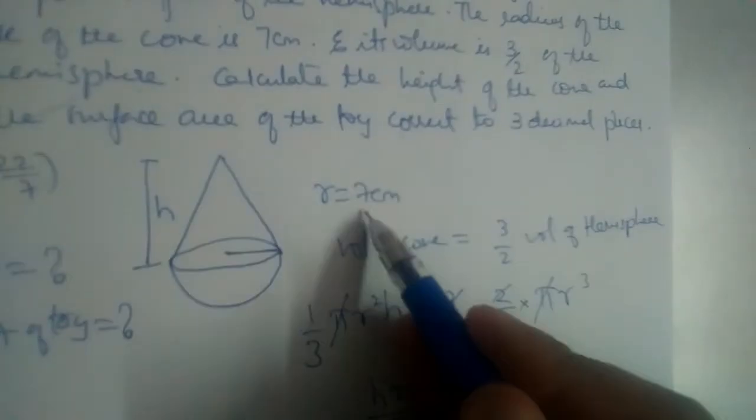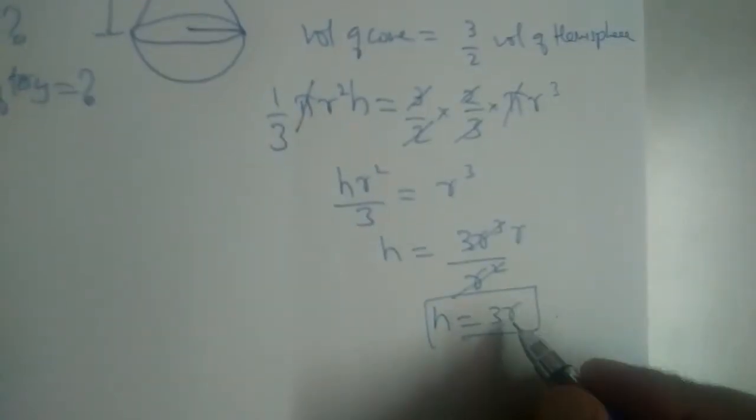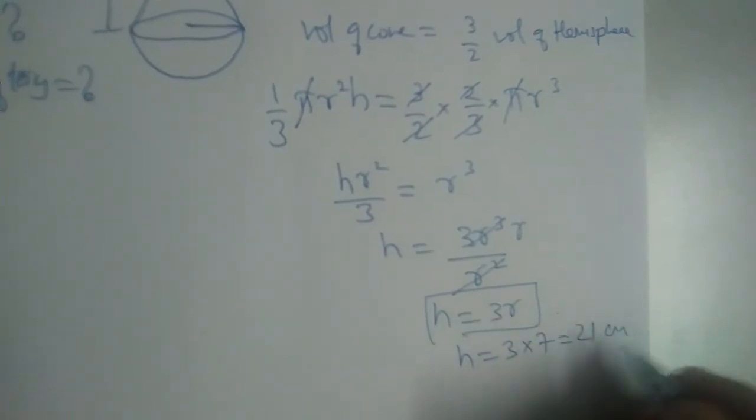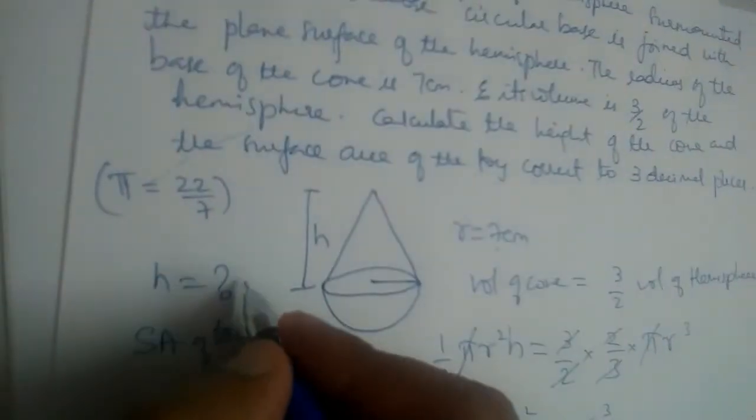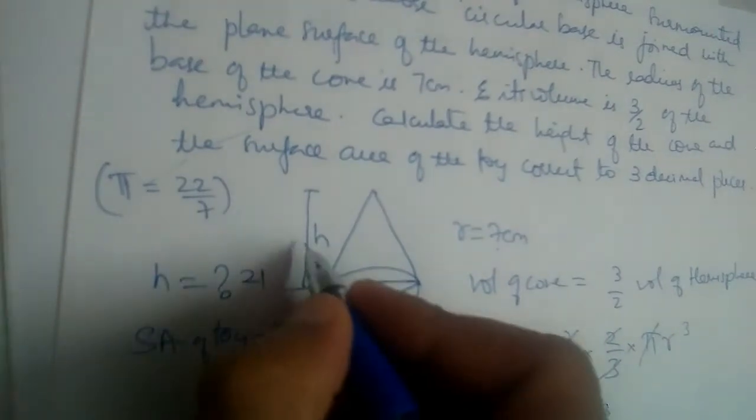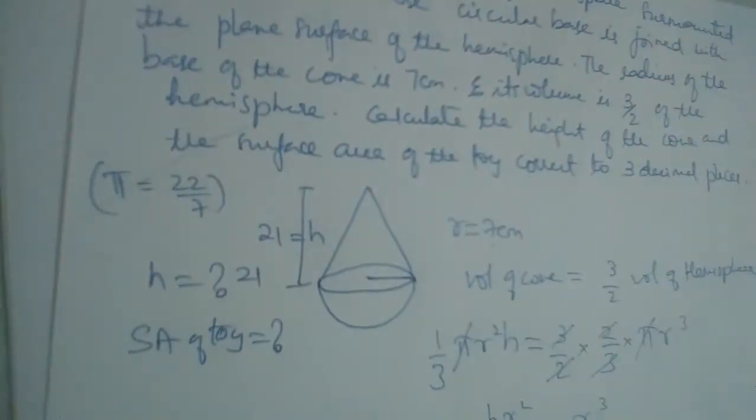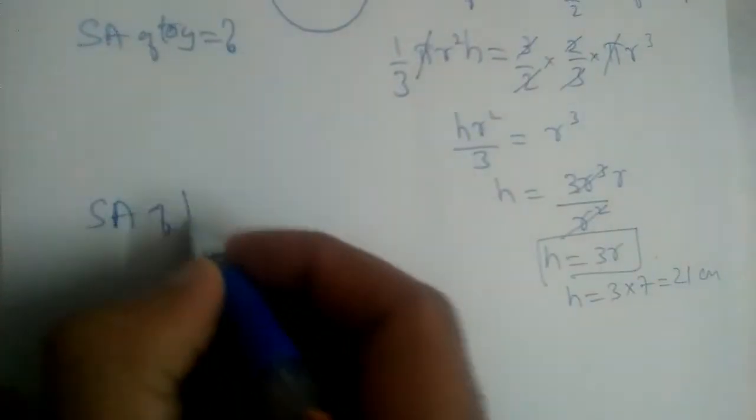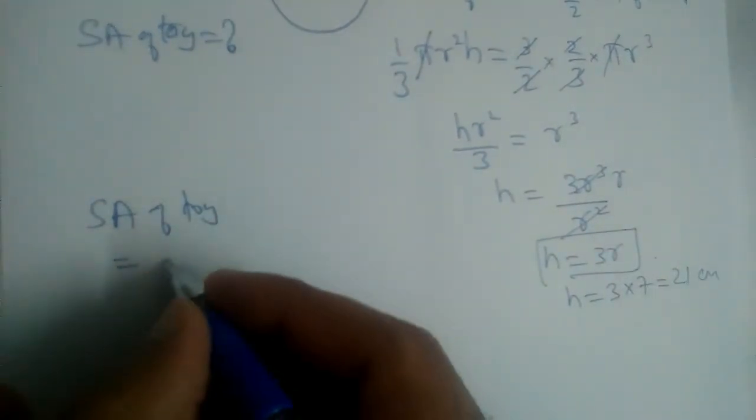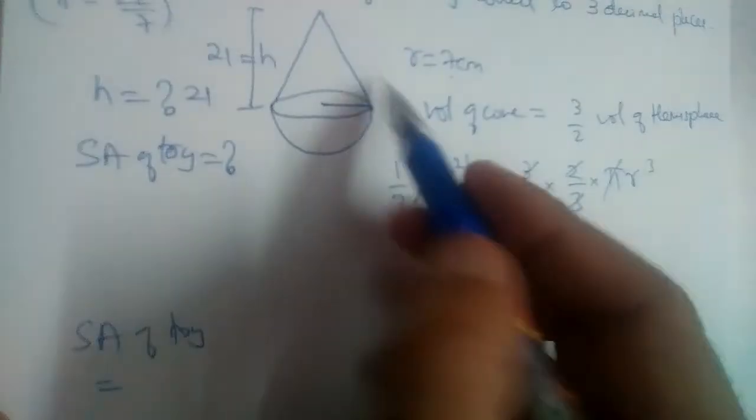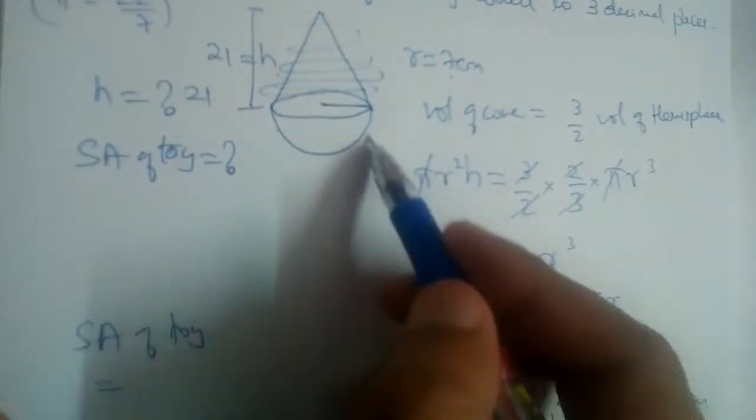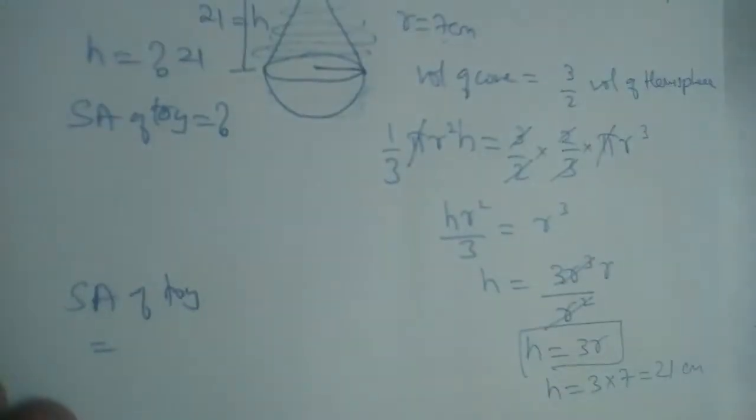But what is the value of r? It is 7. So if you substitute r is equal to 7, height will be equal to how much? 21 centimeters. So height we got it as 21 centimeters. So this is 21 centimeters. Okay, height of the cone. Now let us find surface area of toy. Surface area of toy will be equal to, see, curved surface area of this cone and curved surface area of this hemisphere, right? We should add it.